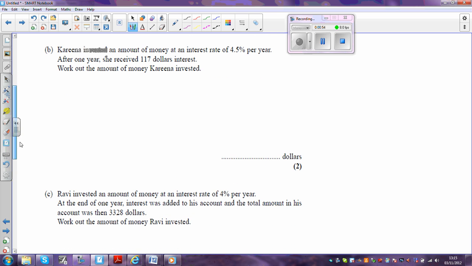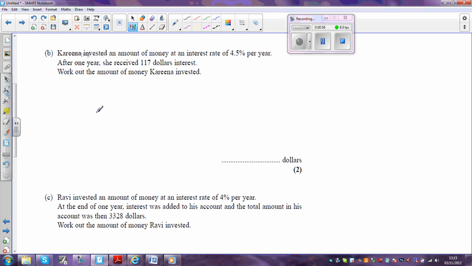Okay, what we've now got is someone investing money at a rate of 4.5% per year. So she's going to invest something, and the interest that she gets is 4.5% of that something. So in other words, what we're saying here is 4.5% of something that we don't know, and this is what we're trying to find out, is the same as $117. Okay, so 4.5% of X is 117.